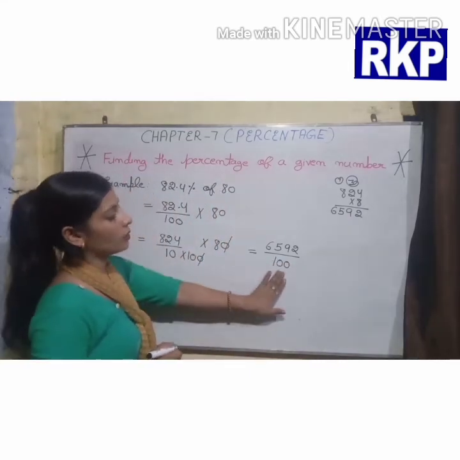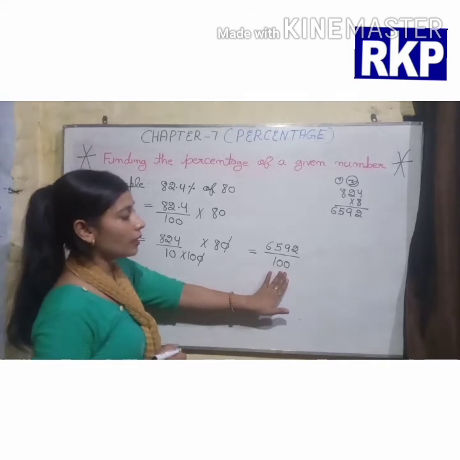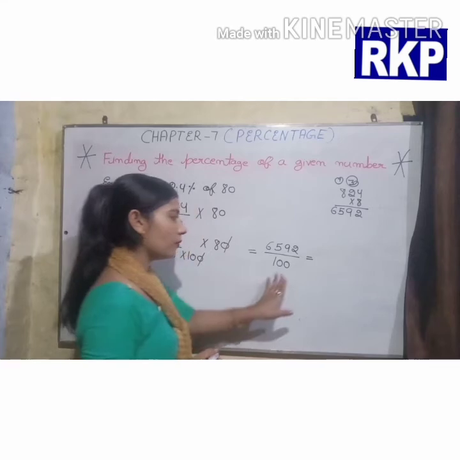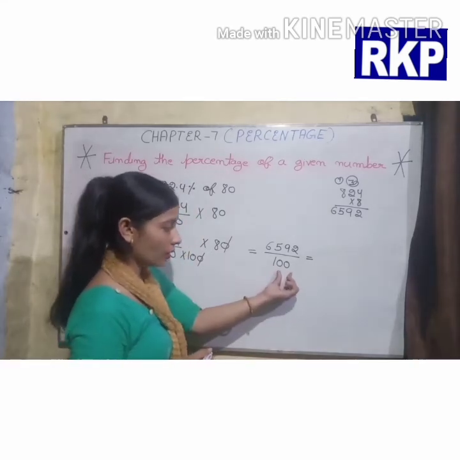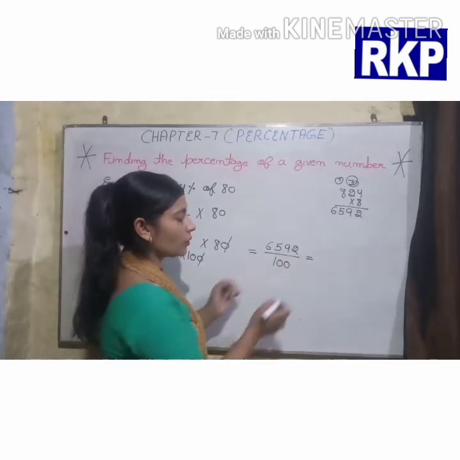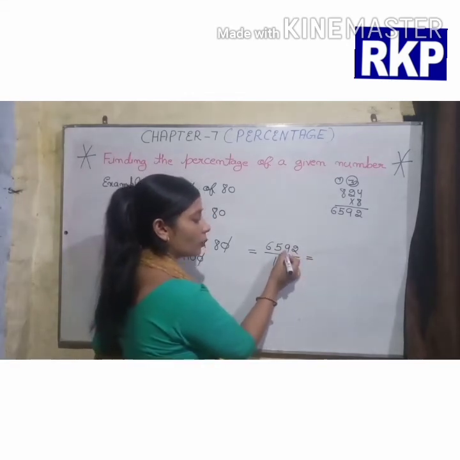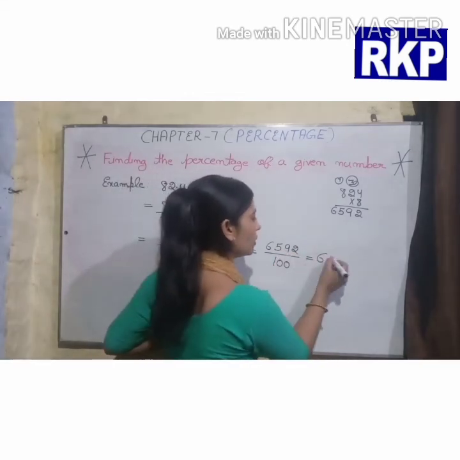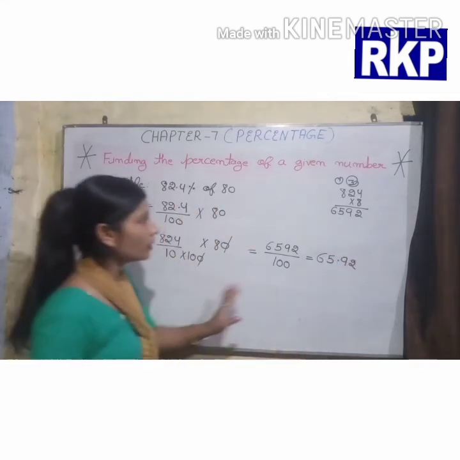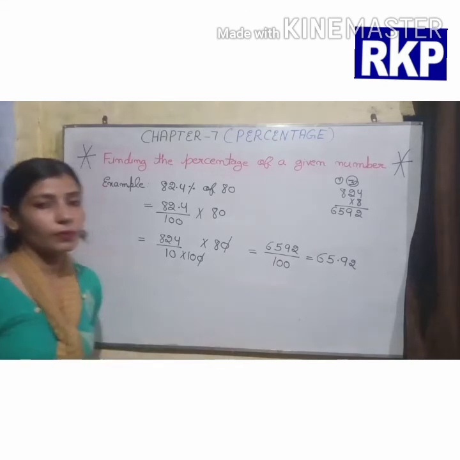Okay, so here now we can convert this fraction into decimal very easily, because here we have 2 zeros. So we have to leave 2 digits from the right side and then we put the point. So here 65.92 will be our answer. Okay.